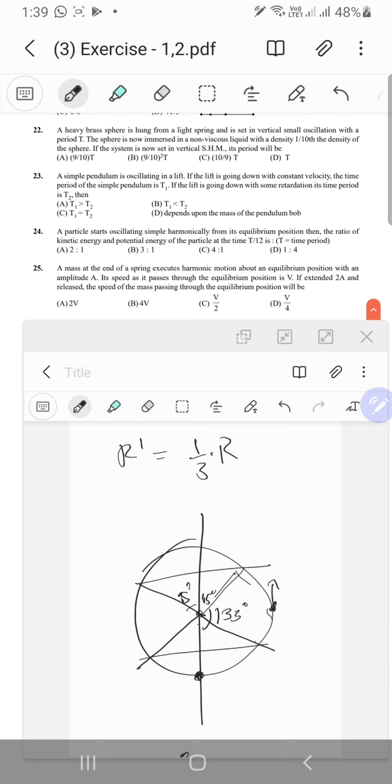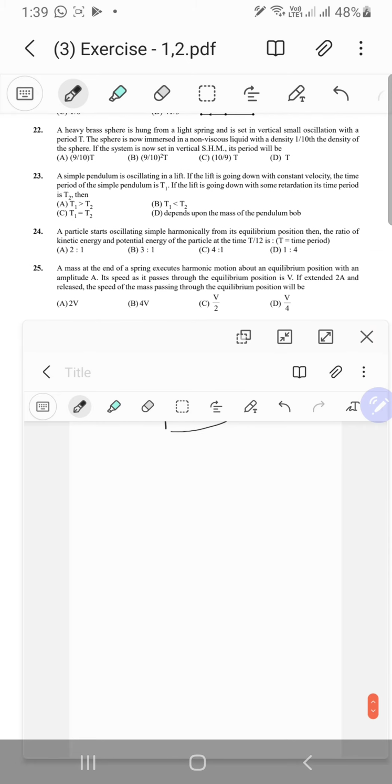Next question. A heavy brass sphere is hung from a light spring and is set in vertical small oscillation with a period capital T. The sphere is now immersed in a non-viscous liquid with density 1/10 the density of the sphere. The system is now once again set into vertical SHM. Oh wait, vertical SHM. Fine. Oh, so it's a light spring. I thought it was supposed to be a string or something. So it's a spring and it's oscillating.